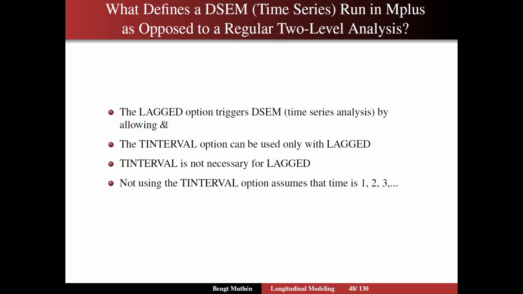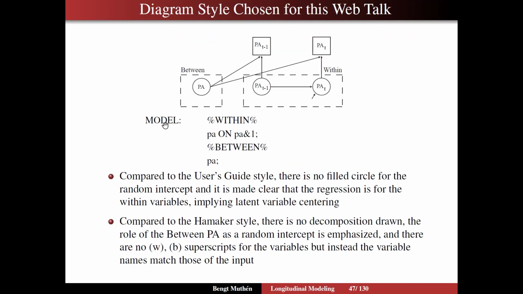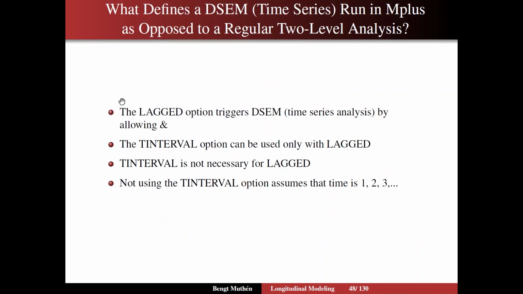So if you go back one slide here, it is this relationship that can only be written out in the model command if in the variable command you have specified lagged. So it's the feature of talking about several time points in the model and several lag time points in the model. Then you can access the general modeling of lagged variables, lag 1, lag 2, etc.